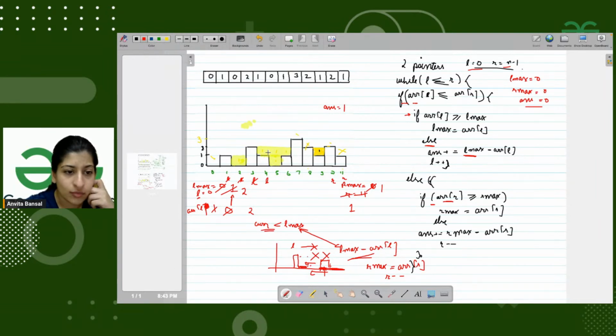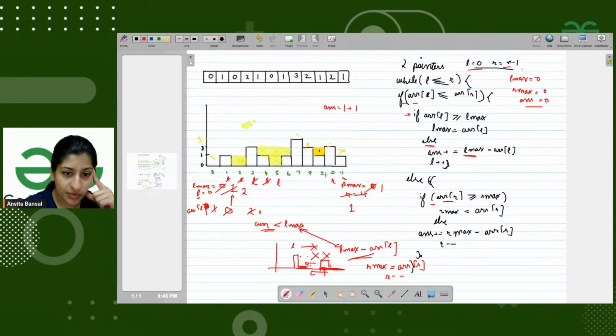I will check what is ARR of L. ARR of L is 1, right? And what is your Lmax? That is 2. Lmax is greater than 1. That means some water can be stored, right? So what is the amount of water? That will be the Lmax minus your own height. That will be 1. So add that to your answer. It will become 1 and move L to the next index, right? Understood this thing? Now at this position.